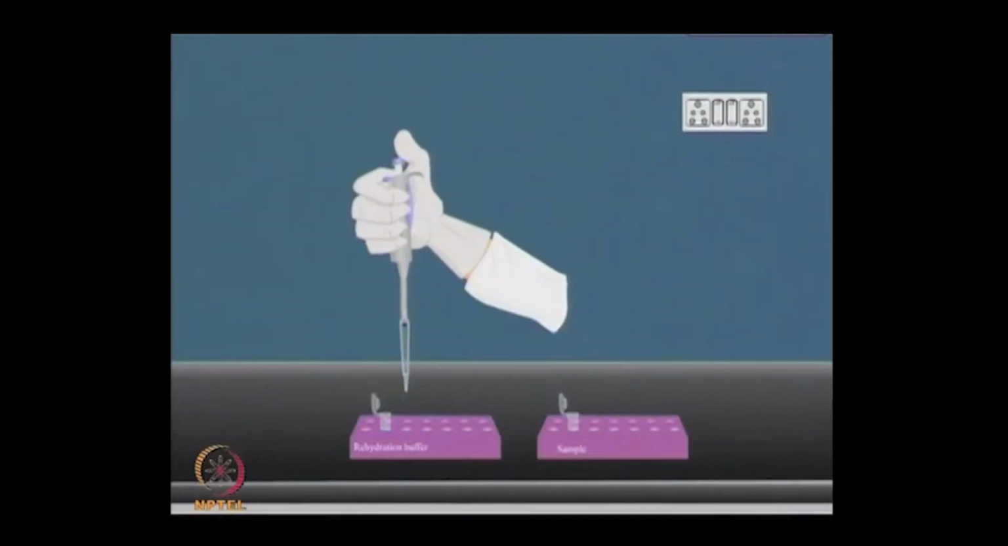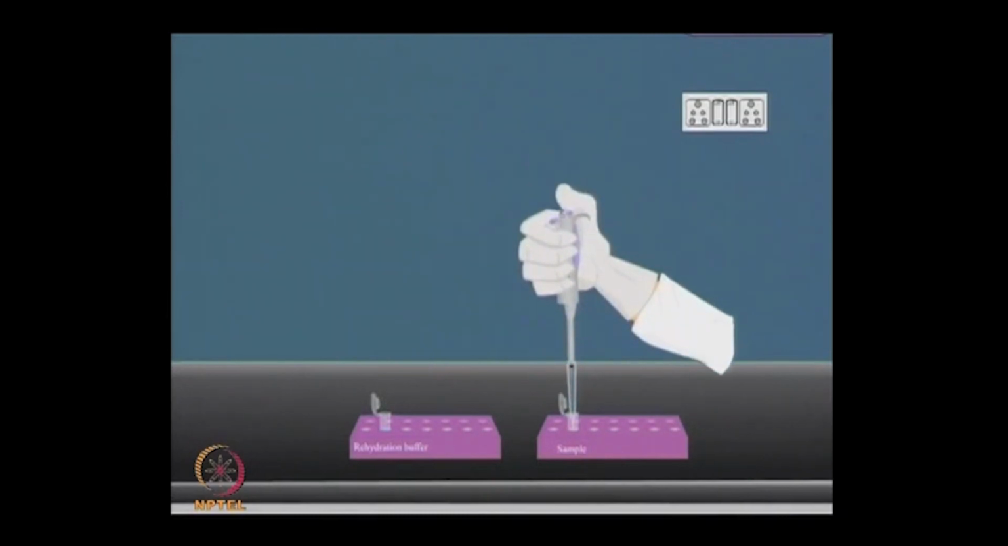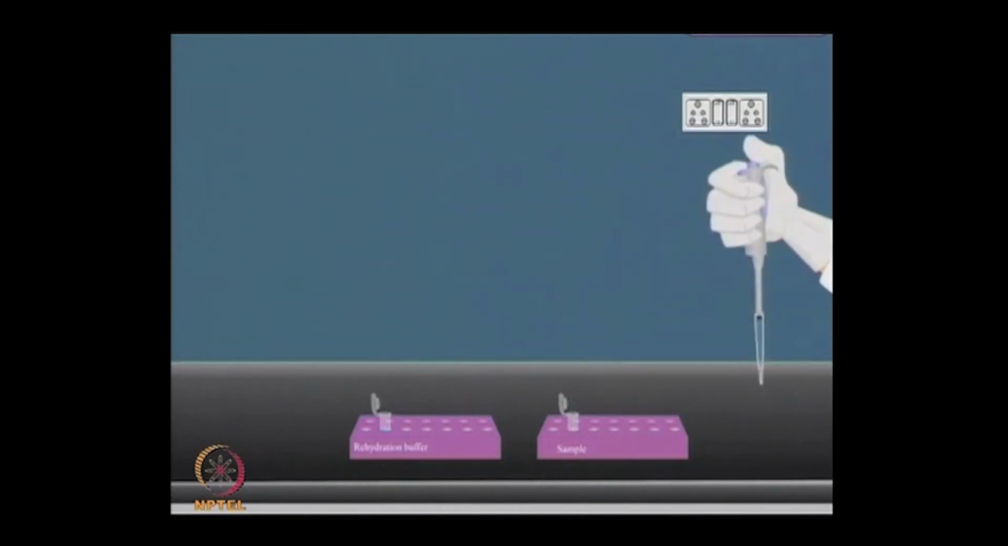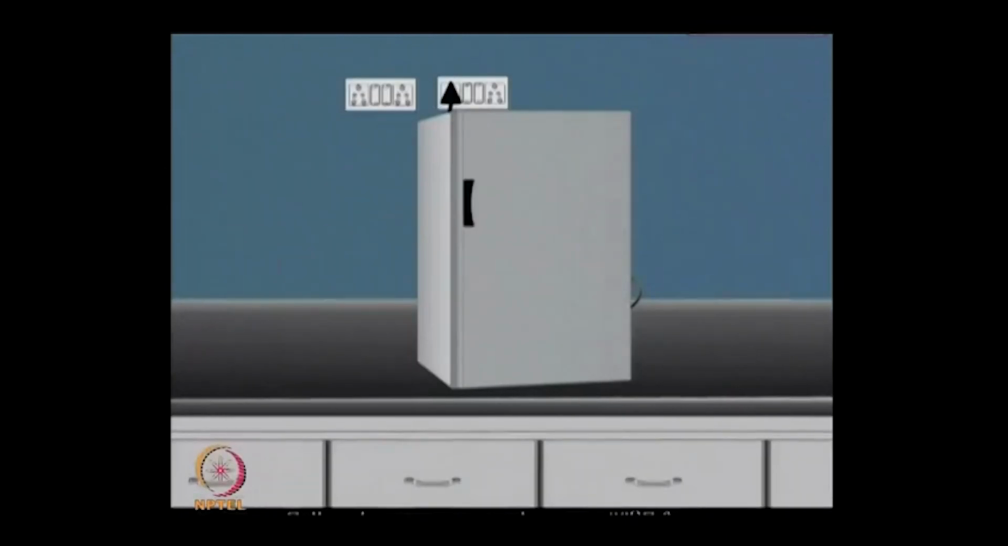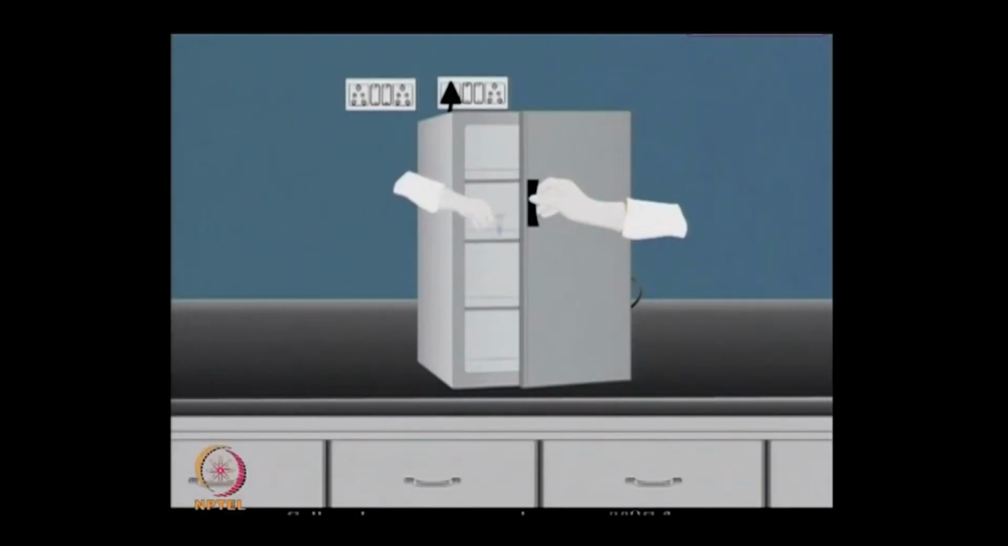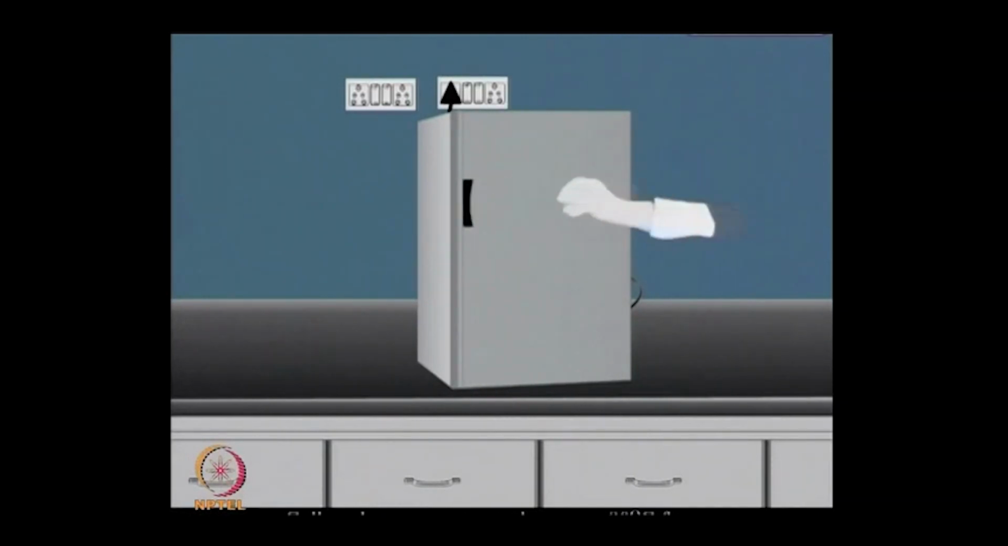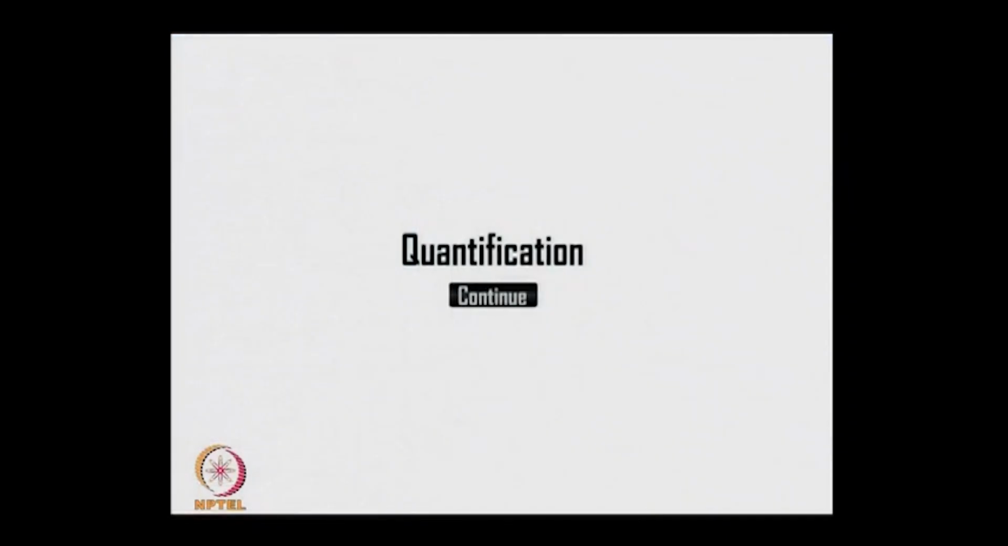Once the protein extraction is done, then we need to add the rehydration buffer, which contains urea, thiourea, CHAPS, DTT and BPB. After overnight incubation, then we can centrifuge and collect the supernatant. Now, we will watch the quantification of the proteins.